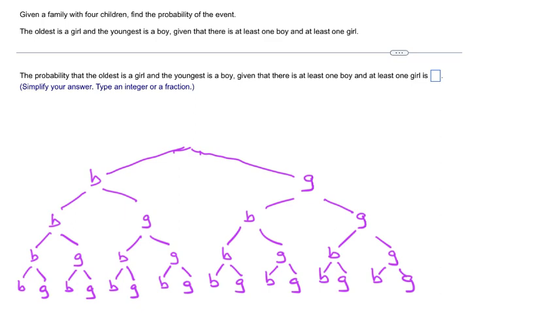Now, how many of these paths have the oldest being a girl and the youngest being a boy? Well, if the oldest child is the first child, then if we need our oldest to be a girl, we have to be along this path. So any path stemming from there will have the oldest child being a girl. And we also need the youngest child to be a boy. Well, how many of those paths start at that first G and end with a B? We have the path here, the path there, the path there, and the path there. And so we have a total of 4 paths that have the oldest child as a girl and the youngest child as a boy.